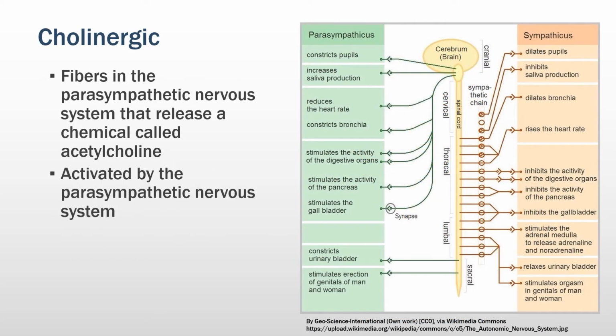The other branch of the autonomic nervous system is the parasympathetic nervous system. The nerve fibers in this system release acetylcholine when stimulated.